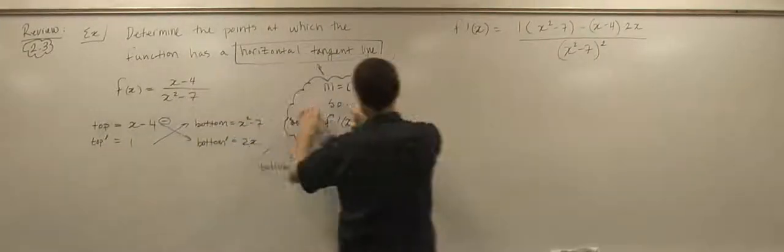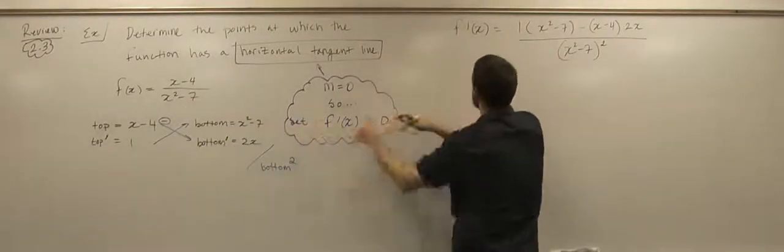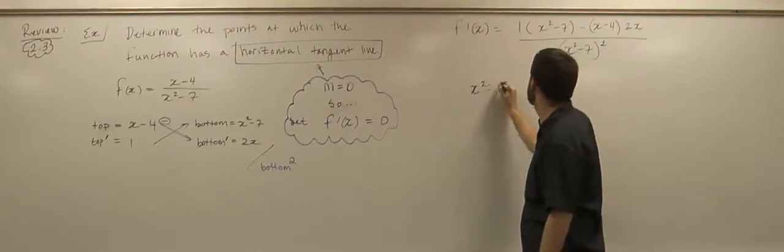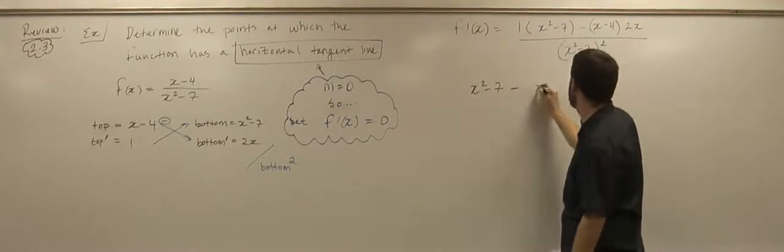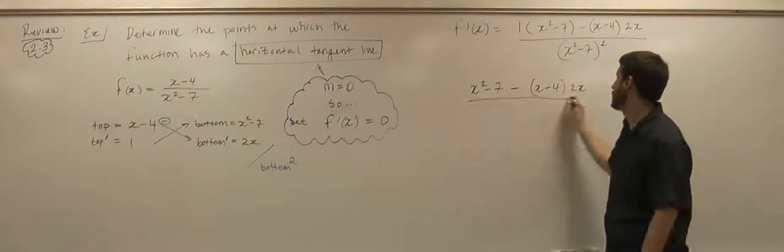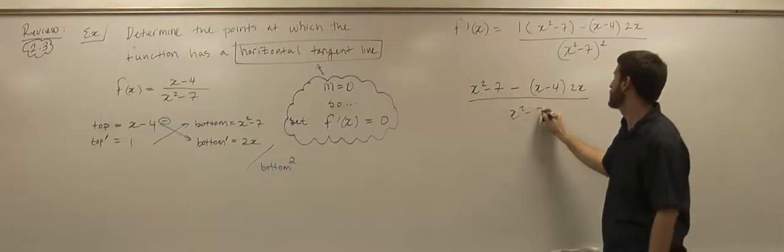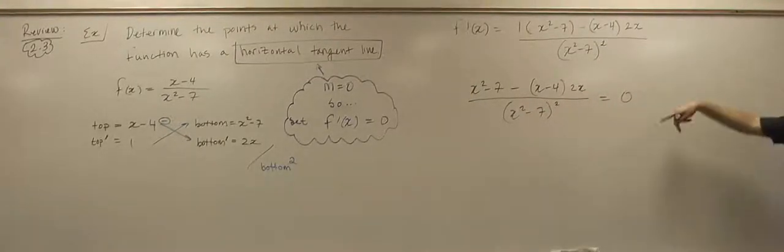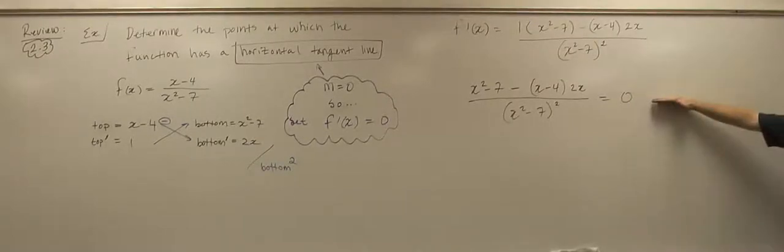Now I come back to this principle. The fact that I'm looking for a horizontal tangent line means I can set (x squared minus 7 minus x minus 4 times 2x) over (x squared minus 7) squared equal to 0. So this is what I have to solve. First of all, do you understand where this equation came from? Okay. How do we solve this?